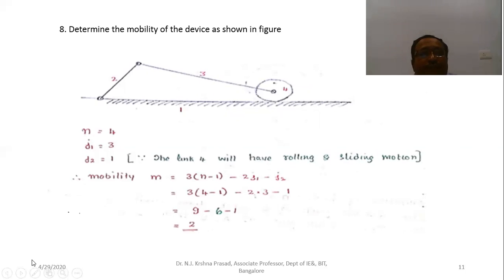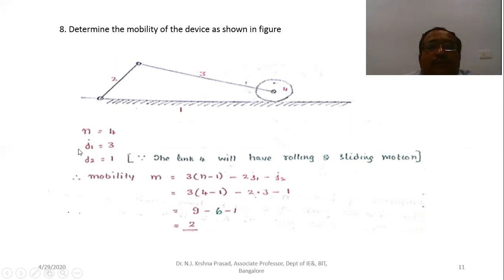And another problem was given like this, in one question paper of VTU. So here, this is fixed, and this is another link. This is another link. Links 3 and 4 are connected by a revolute joint, so it is possible to rotate about the center. When the crank 2 rotates, this roller rotates about the center point, and it also moves.